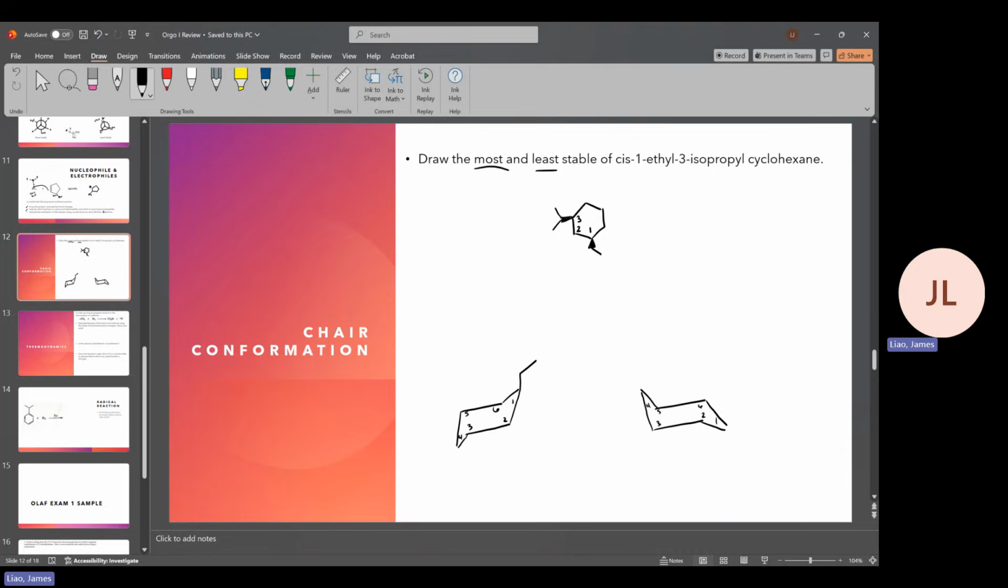And then carbon 3, it's going to go up. So it's going to go like this. Sorry, that's a little messy. All right, and then 4, 5, 6 is just all hydrogens, so there's nothing to change. On the other side, where we have our ethyl group at 1, it's going to point like this. And then carbon 3 is also going to point like this.